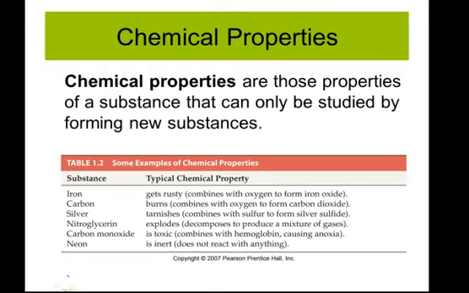Chemical properties, on the other hand, are properties that we can only see when it changes into another substance. For example, if it's going to be flammable, if it tarnishes, if it's toxic. Those things we can't readily see. We only can look at those when it's actually going through a change.